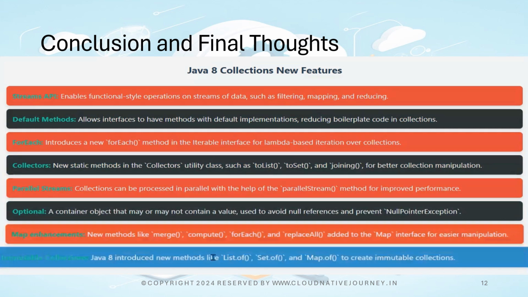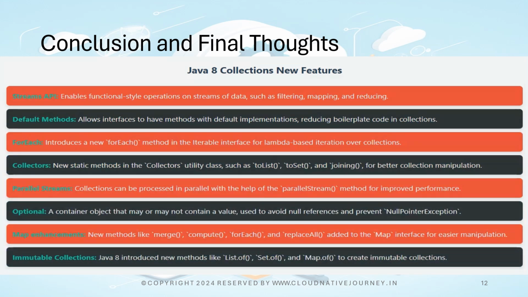The final thoughts: Java 8 has revolutionized how we work with collections, whether it's through the Stream API, default methods, new utility methods, or the introduction of Collectors and Optional. These features make working with collections simpler, safer, and more readable.